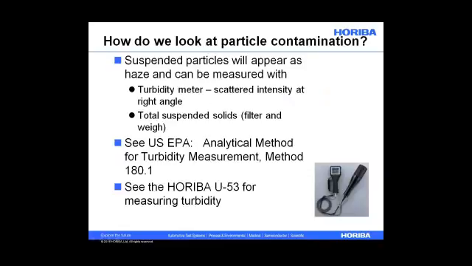Well, how do we look at particle contamination? Let's talk about haze, which is something that is relatively routine to measure and can tell you, hey, you have some reasonably large particulate contaminants. You can look at total suspended solids, where you filter and weigh the wastewater, or you can look at scatter intensity with a turbidity meter. EPA has a method, and HORIBA actually manufactures the U53 for these sorts of measurements. And you can kind of see a picture of that. It's a handheld meter on the right-hand side of the slide.